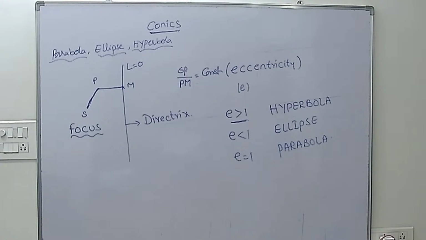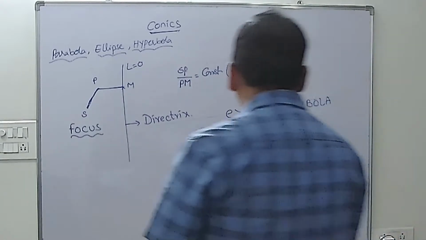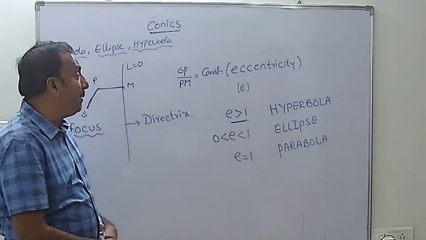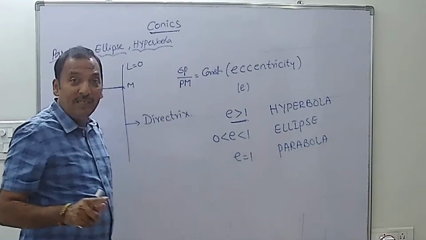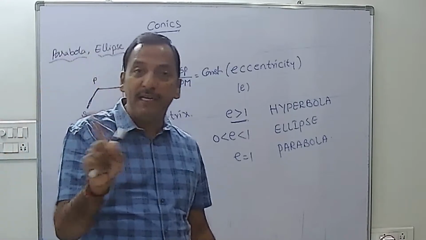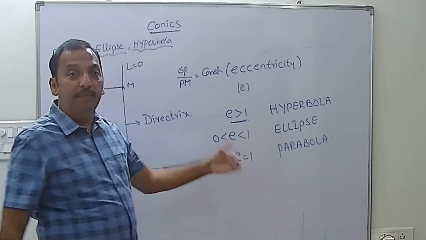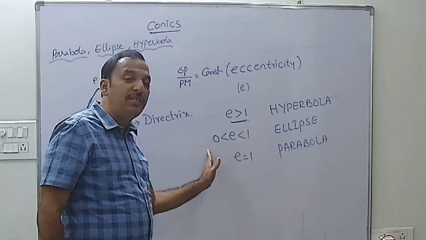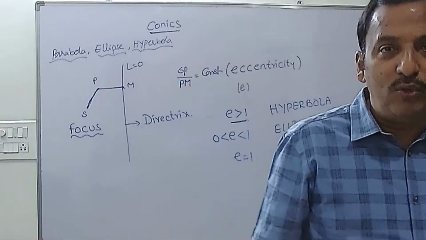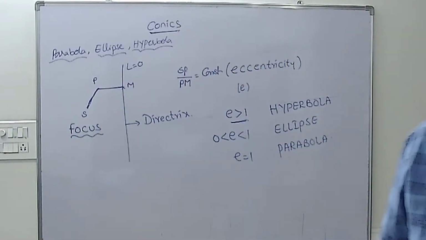If e is less than 1, it is always greater than 0. Why? SP and PM are both distances, both are positive. Eccentricity cannot be negative. Less than 1 does not mean -2 or -3. It is positive but less than 1, like 1/2, 1/3, 1/4, 2/3, 7/8. If e is less than 1, then the conic is called an ellipse.